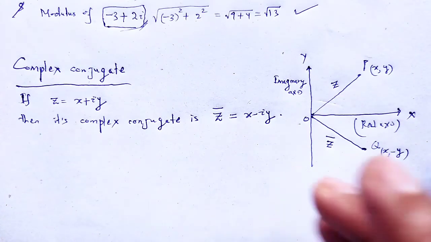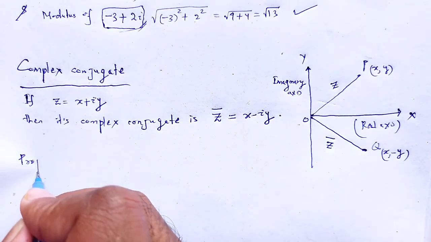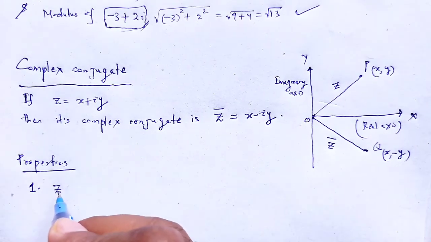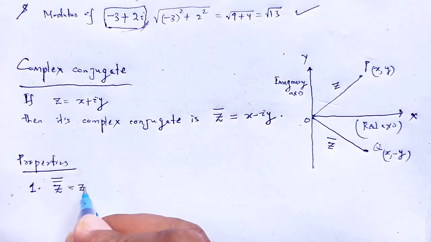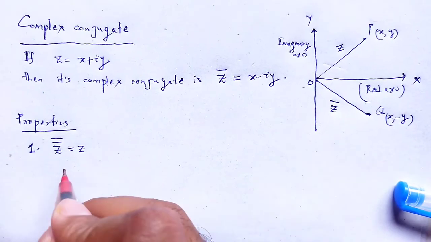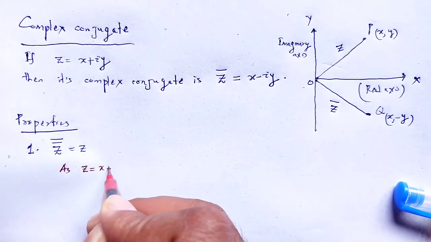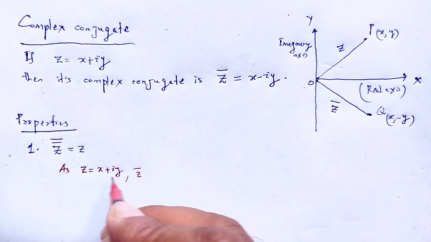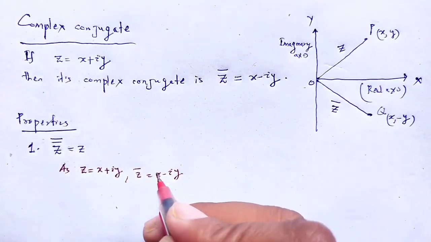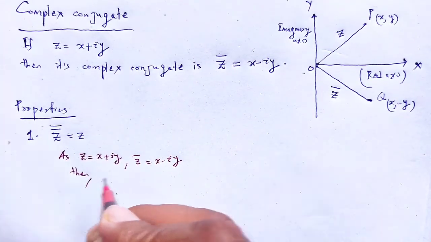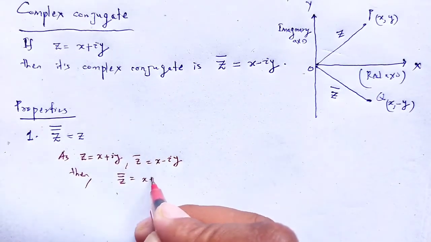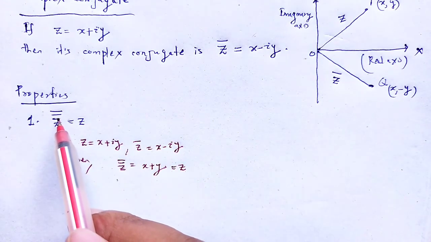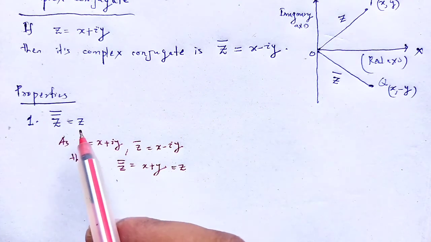Some properties of complex conjugate. Property 1: the conjugate of the conjugate is equal to z. Let me prove it. As we know, z is equal to x plus iy, therefore z bar, its conjugate, is equal to x minus iy. Then the conjugate of z bar is equal to x plus iy, which is equal to z. So, the conjugate of the conjugate is equal to that number.